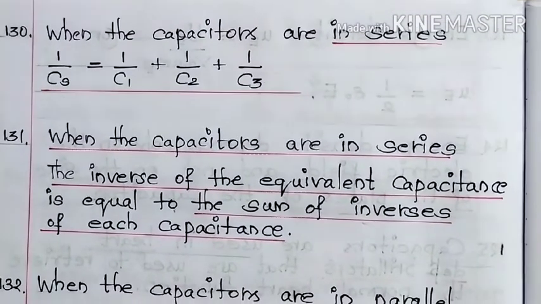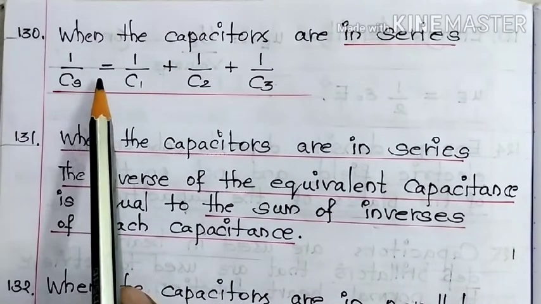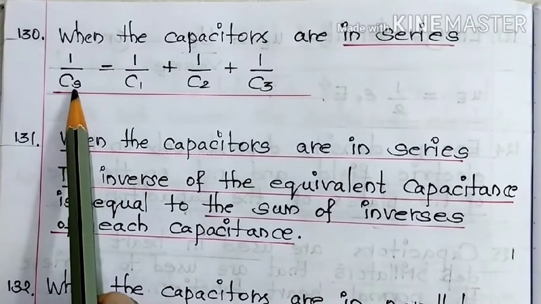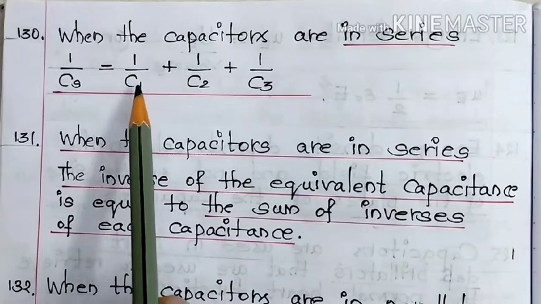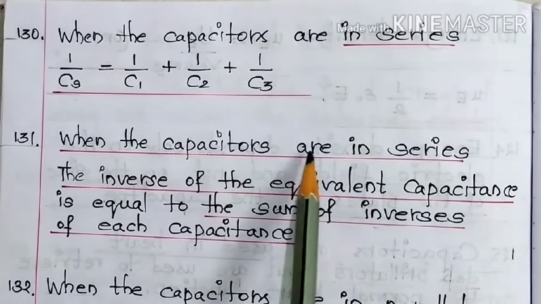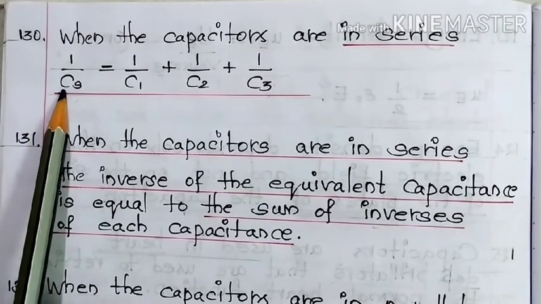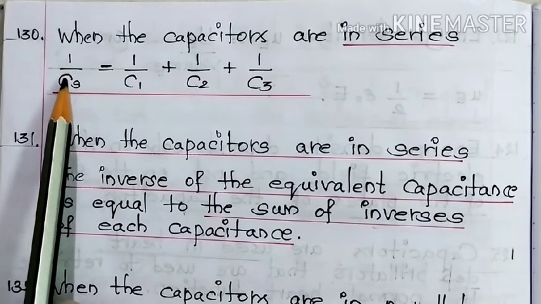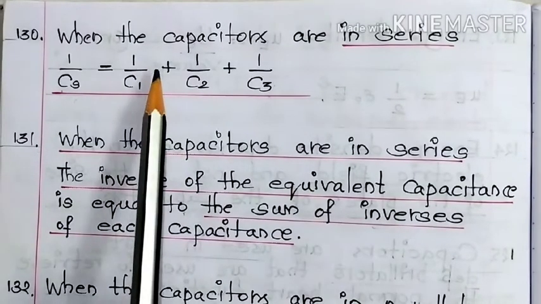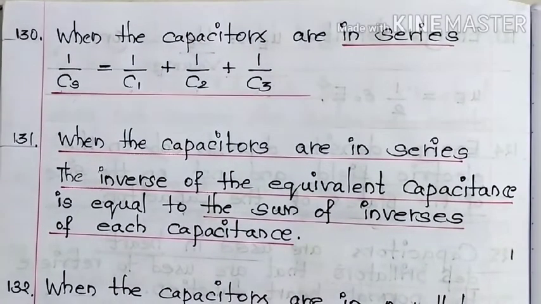Here, when the capacitors are in series, what is the expression to calculate the equivalent capacitance? It is 1 by C_s, S stands for series, is equal to 1 by C1 plus 1 by C2 plus 1 by C3. When the capacitors are in series, the inverse of the equivalent capacitance, 1 by C_s, is equal to the sum of inverses of each capacitance.